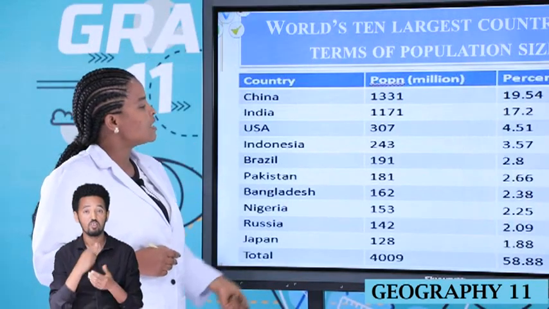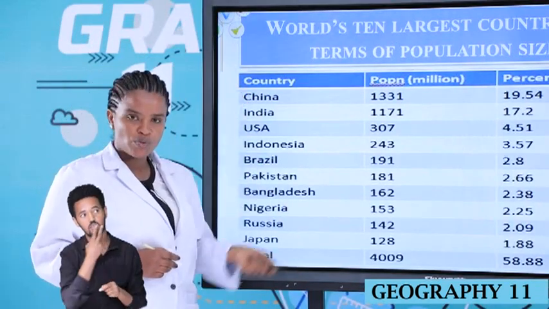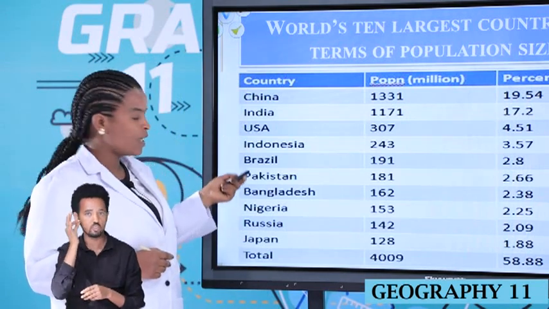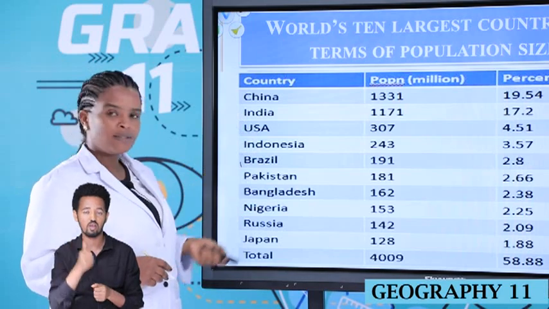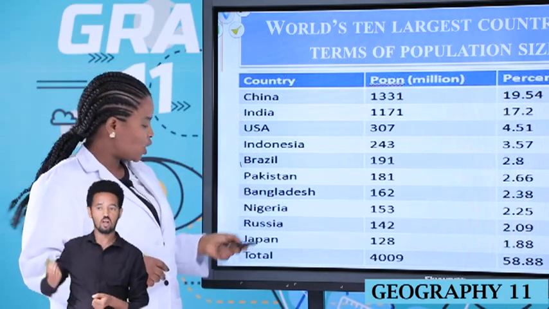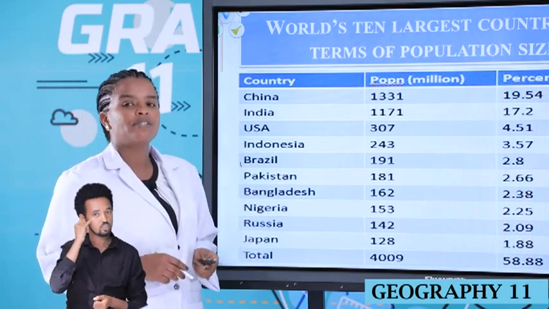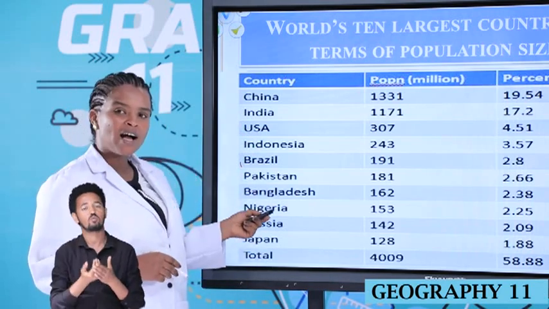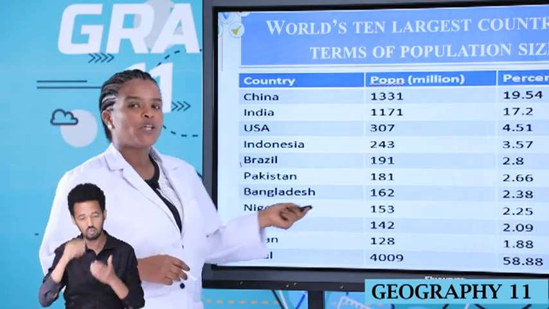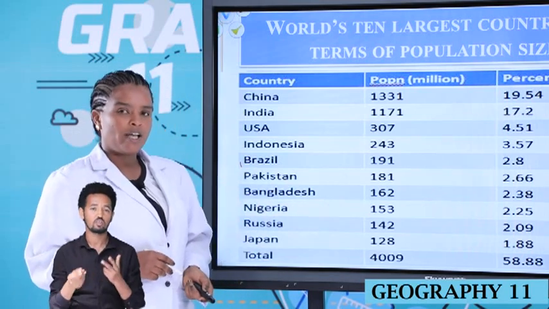These are the 10 most populous countries of the world: China, India, USA, Indonesia, Brazil, Pakistan, Bangladesh, Nigeria, Russia, and Japan. From Africa, the most populous country is Nigeria. Next to Nigeria, Ethiopia is the most populous, and the third one is Egypt.